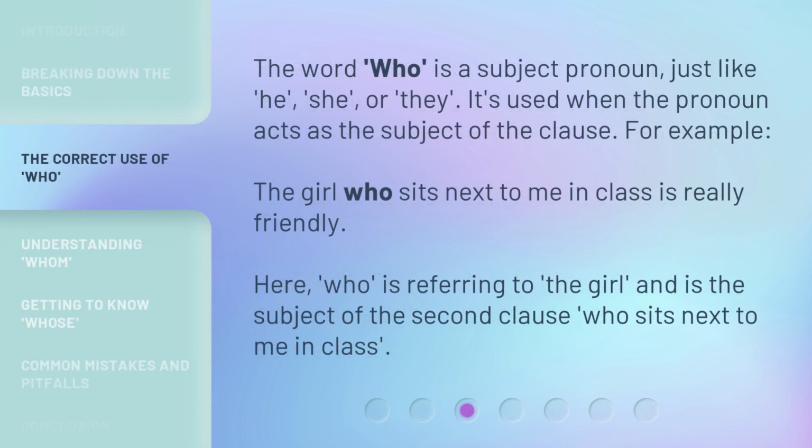The word who is a subject pronoun, just like he, she, or they. It's used when the pronoun acts as the subject of the clause. For example, the girl who sits next to me in class is really friendly. Here, who is referring to the girl and is the subject of the second clause, who sits next to me in class.